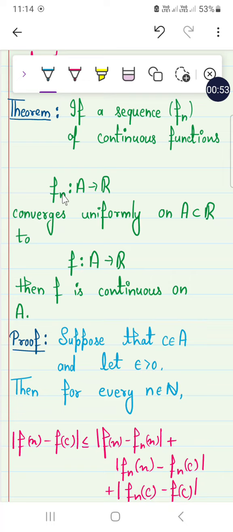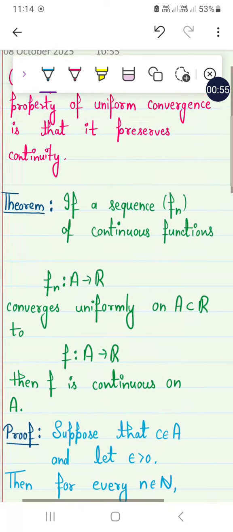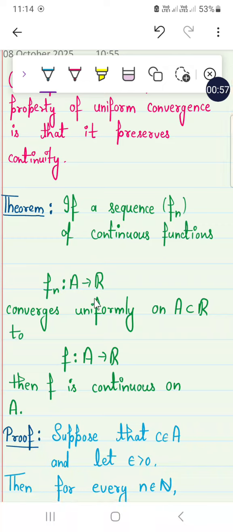That preservation means that if the functions are continuous and uniformly convergent, then the limit is also continuous. There is no case where the functions are continuous but the limit is not continuous. If the functions are continuous, then the limit is also continuous. That means to say that uniform convergence preserves continuity.